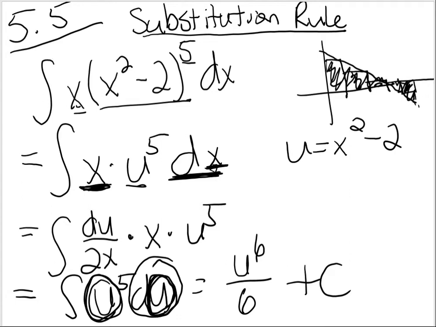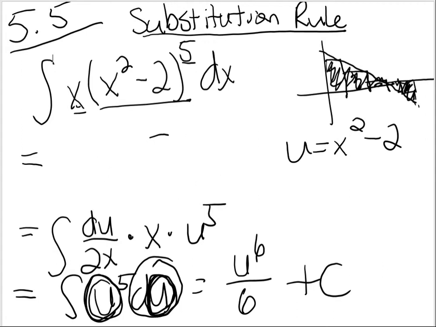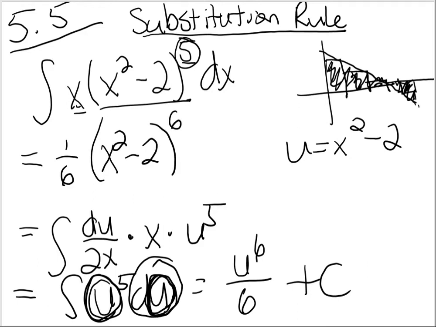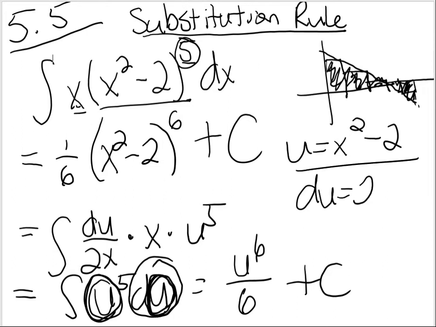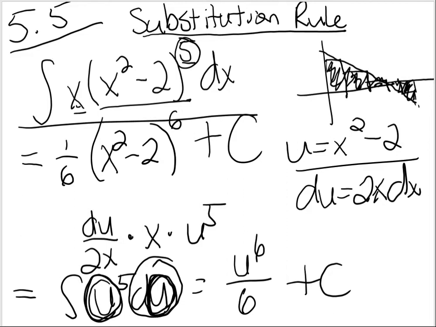So I can substitute this and get a final answer. If I looked at this more complicated one where it's to the 5th instead of squared, I'm going to get 1/6 (x squared minus 2) to the 6th power plus c. And that's the substitution rule: let's use a change of variables, and the fact that du equals 2x dx to find out what this integral is. Like I said, it's the chain rule for integration.